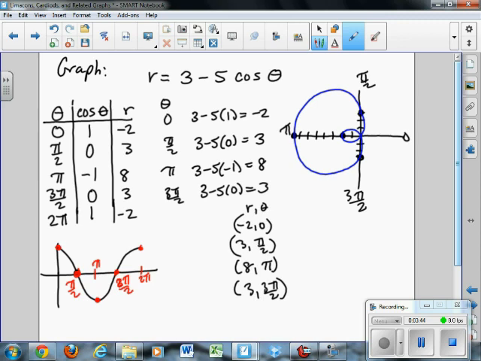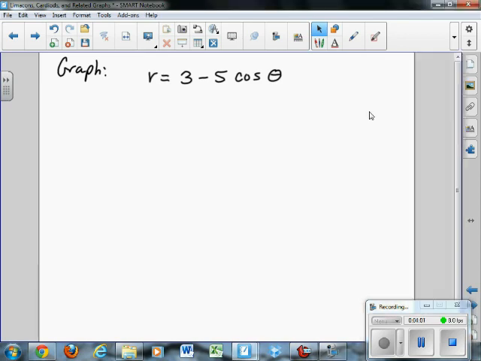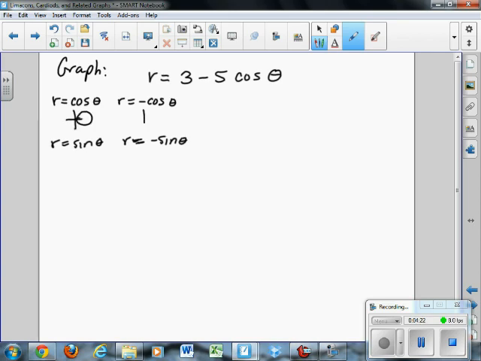Now there's a second way to graph a limacon, and that is to look at the equation. I'm just going to start this over on another page and show you the other approach, which is to remember some things about cosine and sine. So recall our circles. r equals cosine theta, r equals negative cosine theta, r equals sine theta, r equals negative sine theta. Where did those circles end up? Cosine theta was over here. Negative cosine theta was over here. Sine theta was up and negative sine theta was down.